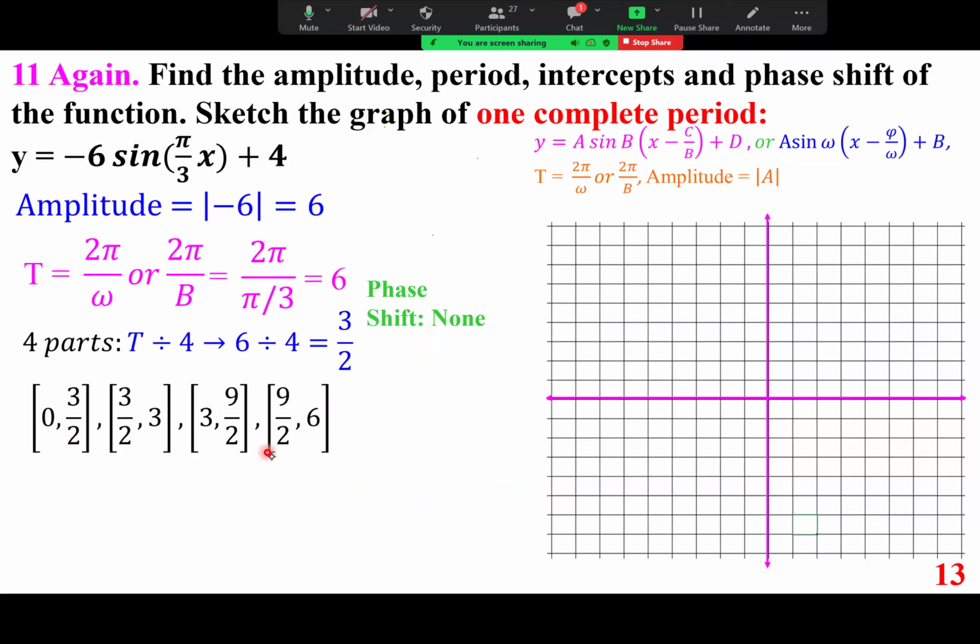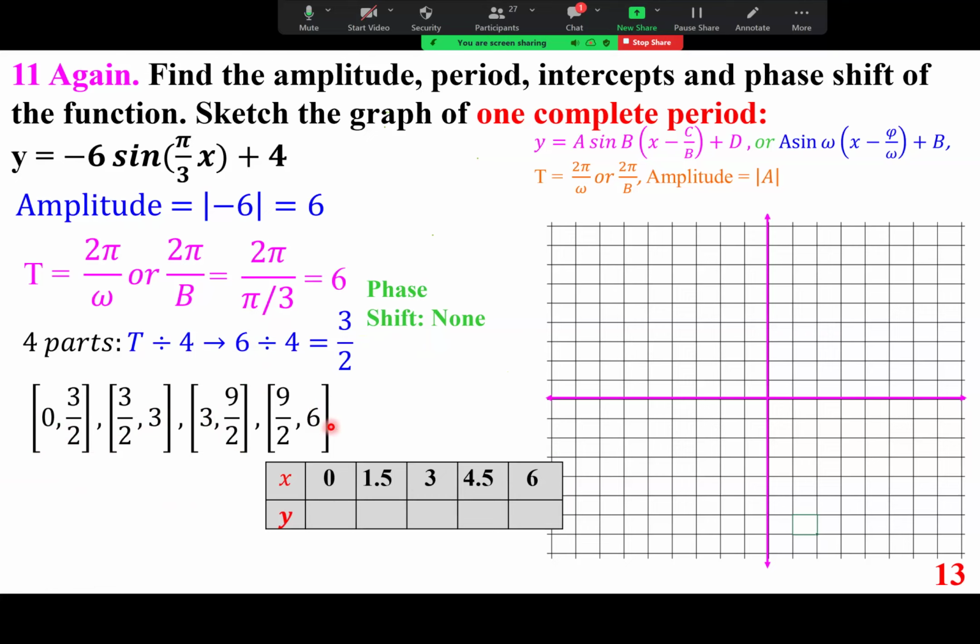Now the endpoints are 0, 3 halves or 1.5, 3. Okay, that repeats. 9 halves or 4.5, and 6. So we are going to set up this table with the endpoints 0, 1.5 or 3 halves, 3, 4.5 or 9 halves. We should know they are the same. So what do we do? We are going to put that into this and evaluate it.